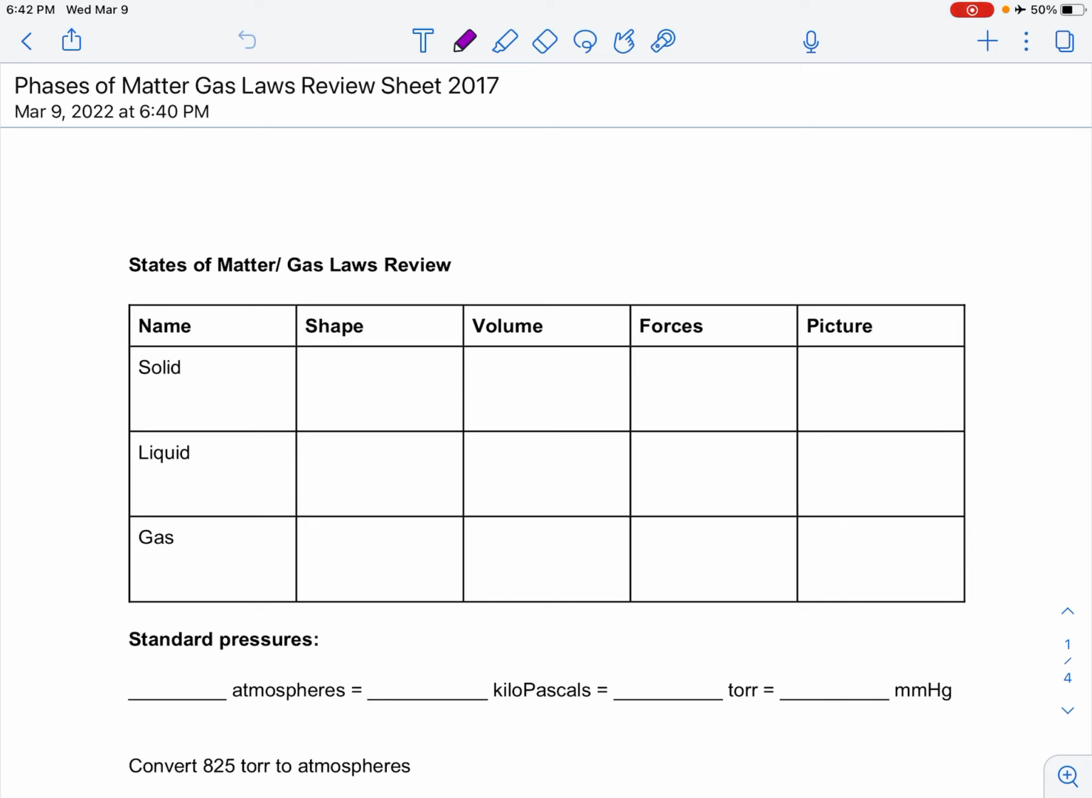First of all, the shape. The shape of a solid is definite. The volume of a solid is definite. The intermolecular forces, intermolecular attractions, they're very strong. And if you were going to identify them in a particle diagram, super close together, bunched up towards the bottom.